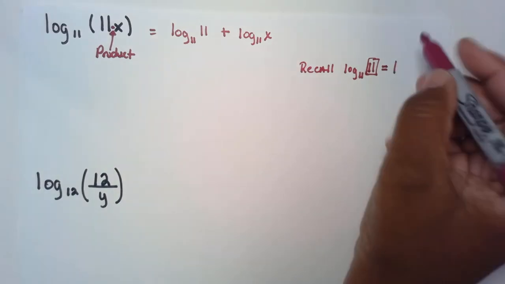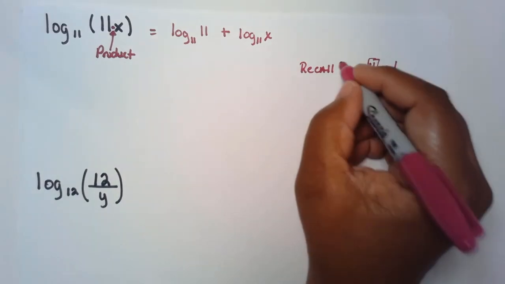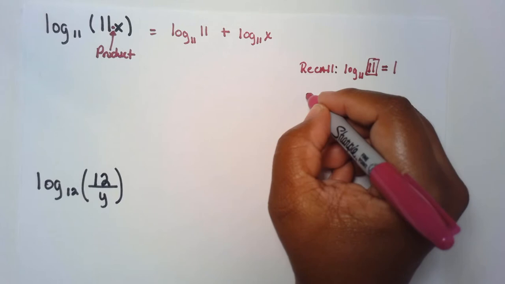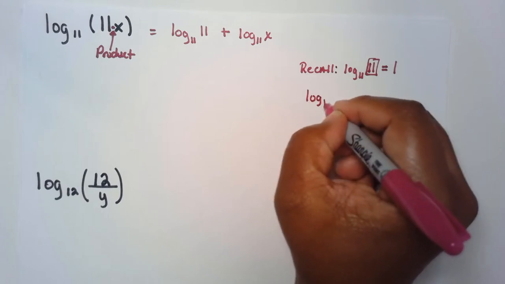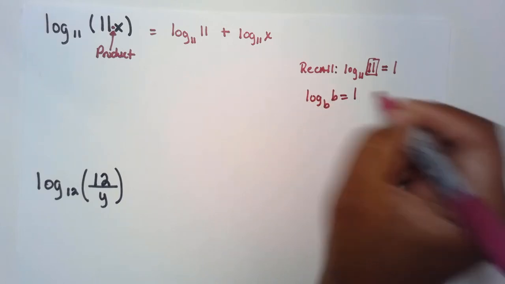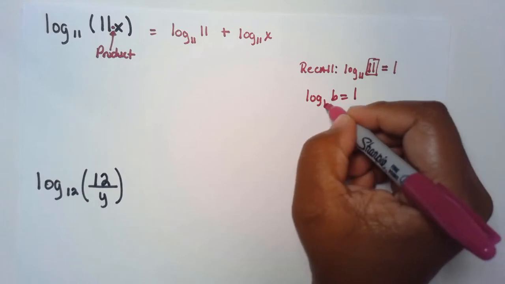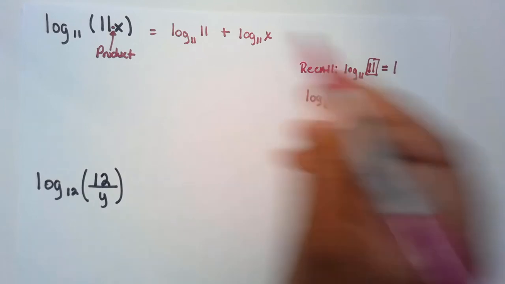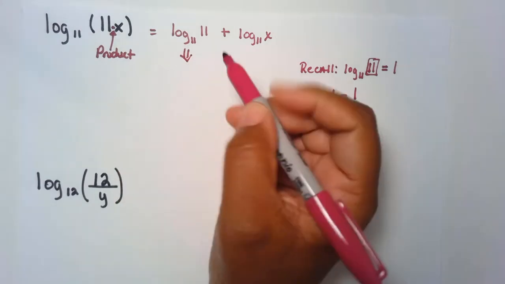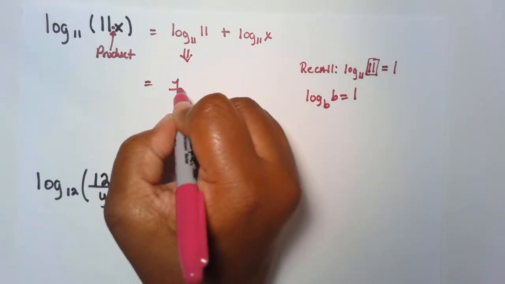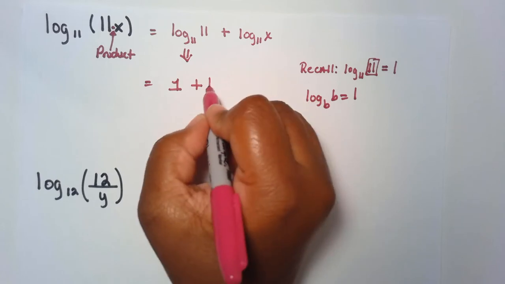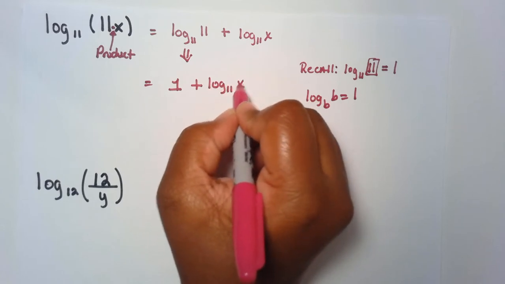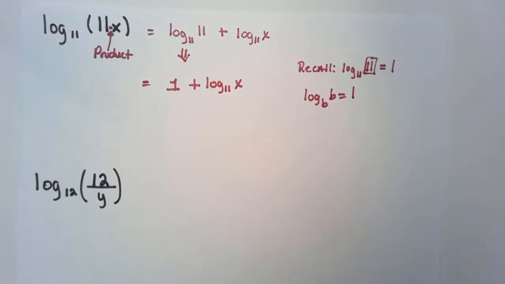So here's the property itself. Log base b of b is equal to 1. When those two are the same, you have that logarithmic property of 1. So this log base 11 of 11 gives us 1 plus, and then bring down the log base 11 of x. There we go.